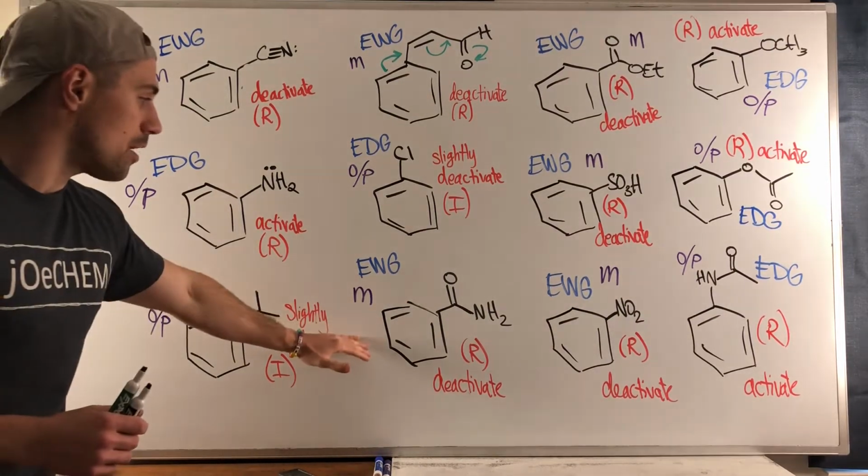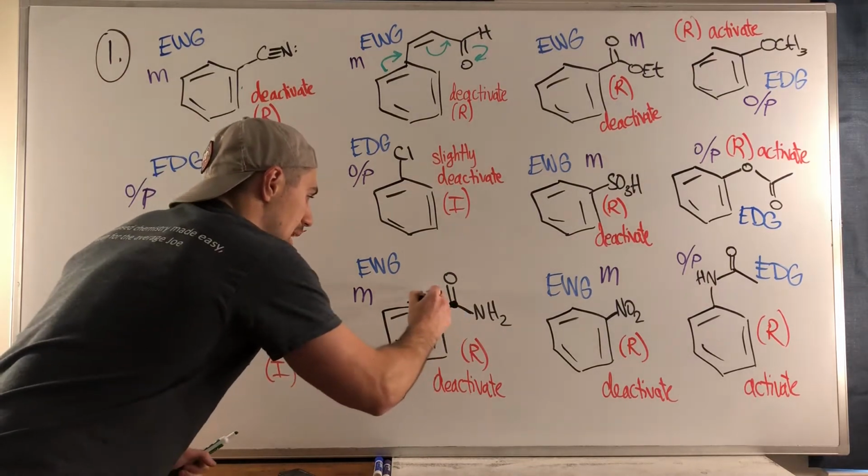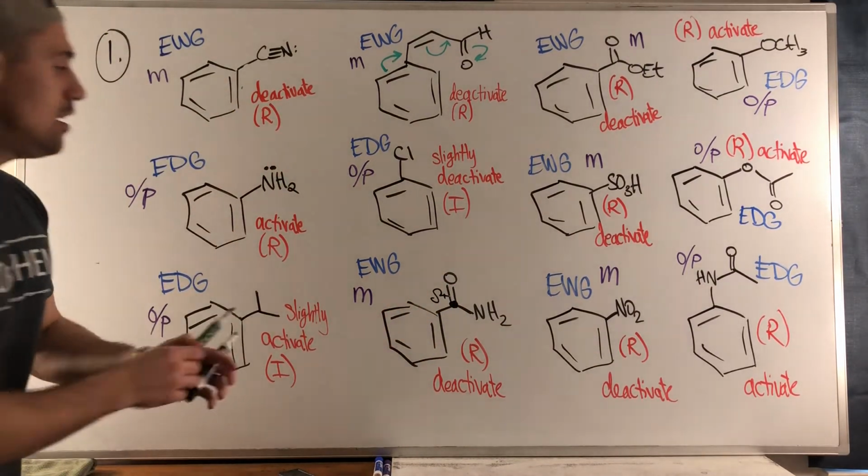Okay, moving on. So we see what is directly off of our benzene ring. We see a partial positive carbonyl carbon. You're absolutely right.